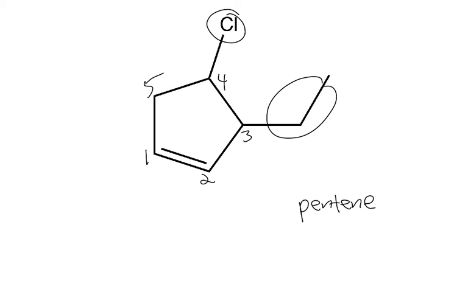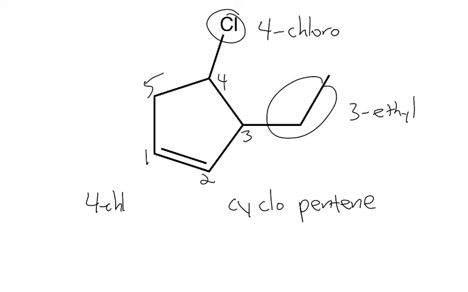And so this is going to be 3-ethyl. This is going to be 4-chloro. And I do them alphabetically, just like I would with the alkanes. So this guy will come first. So it's going to be 4-chloro-3-ethyl. Oh, and it's going to not just be pentene, but it's going to be cyclopentene. So I have 4-chloro-3-ethylcyclopentene.